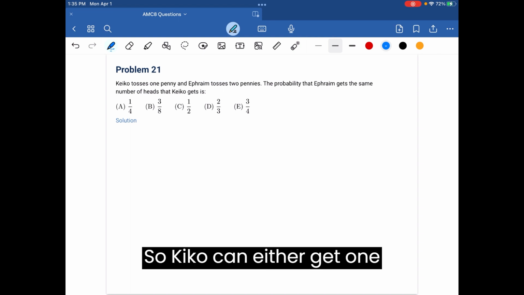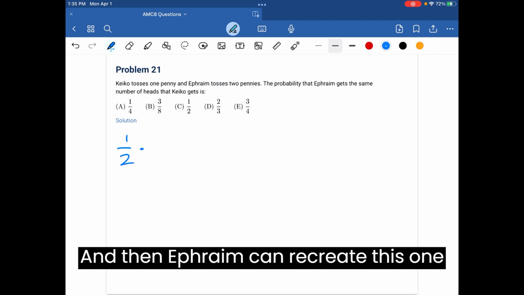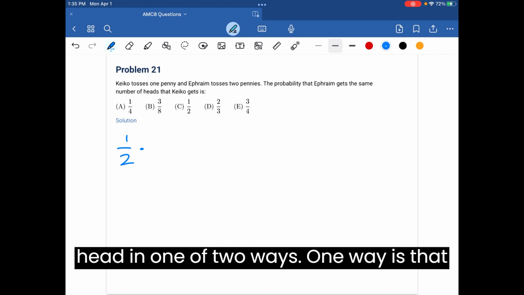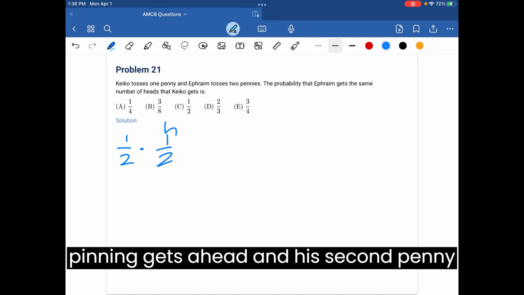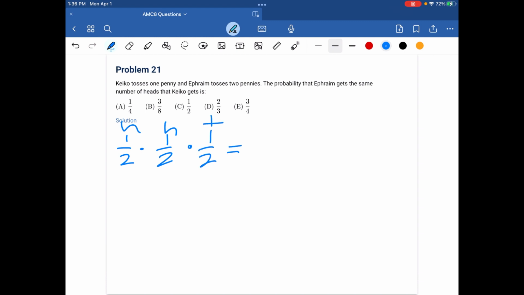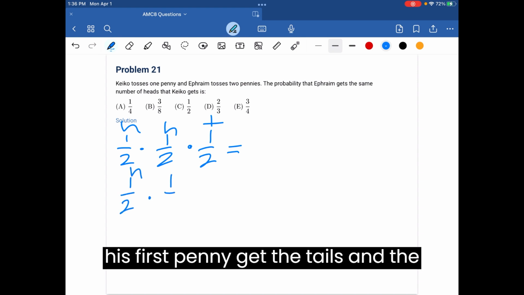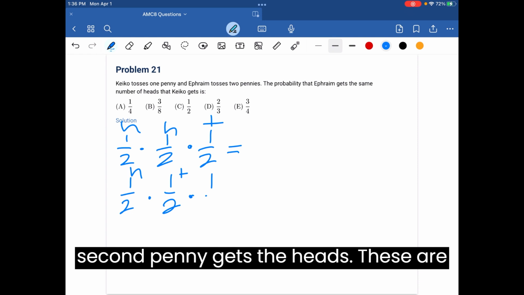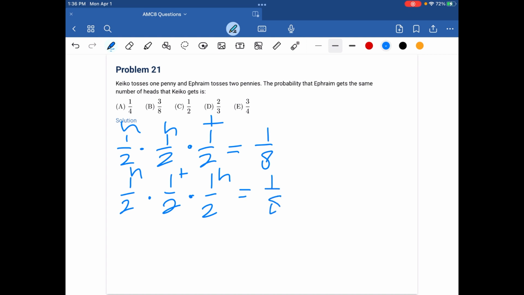So, Kiko can either get 1 head or 0 heads. So 1 head, and then Ephraim can recreate this 1 head in one of 2 ways. One way is that his first penny gets a head and his second penny gets a tails. And then the second possibility is that his first penny gets a tails, and his second penny gets a heads. These are 2 different cases. So then these both equal 1/8.